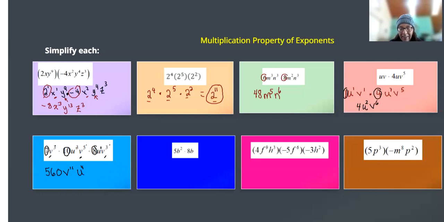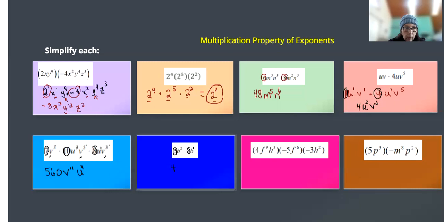All right, next one. What's the first thing we should do? I say we put a 1 on that b at least. I don't need to do it for the 5 and the 8. I was just showing you that they are 5 to the 1, 8 to the 1. Now, multiply out front. 5 times 8 is 40.